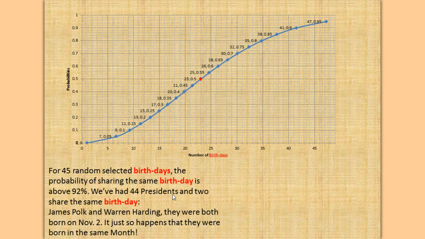We've had 44 presidents, and 2 share the same birthday, James Polk and Warren Harding. They were both born on November 2nd. It just so happens that they were born in the same month. But this calculation doesn't calculate that. It just calculates the same day. We just got lucky with the same month also.